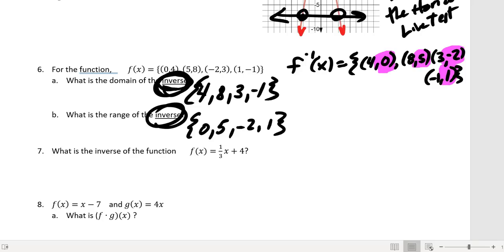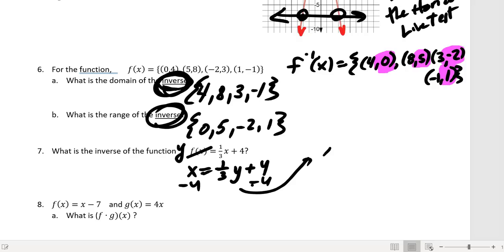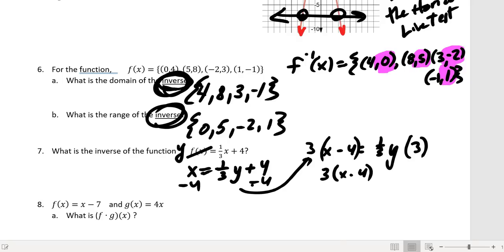Now, our next problem, I gave you an equation and I asked you to find the inverse. So we know f of x is just a fancy name for y. To find the inverse, I'm going to swap the x and the y. And now I'm going to solve for y. Bring it over here. So I have x minus 4 is equal to 1/3 y. I'm going to multiply both sides by 3. And I'm going to get 3 times x minus 4 is equal to y.